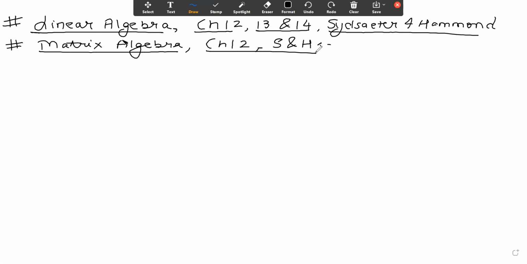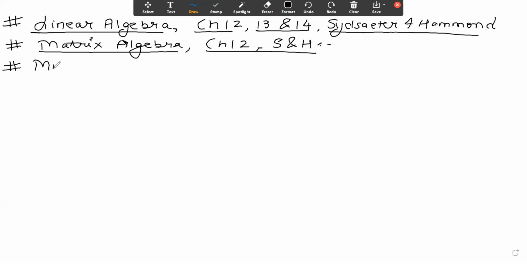Okay. Now, if all of you can recall, in the last lecture of matrix algebra, we had done the basic definition of matrices. We had talked about addition of matrices and multiplication by a scalar. We had also done some practice questions in the previous lecture. Now, in this lecture, we intend to start with a new topic within matrix algebra.